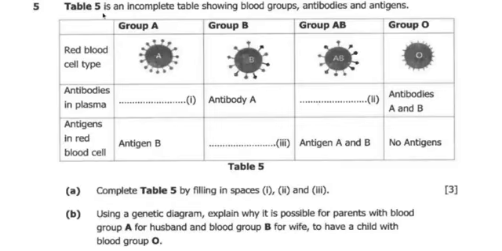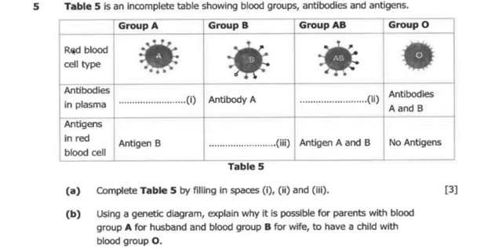Then the last question, table 5, is an incomplete table showing blood groups, antibodies and antigens. One thing you need to understand here is that the antibodies are found in the plasma, the watery fluid part. Then the antigens are found on the surface of the red blood cell membrane, or the plasma membrane of the red blood cells.